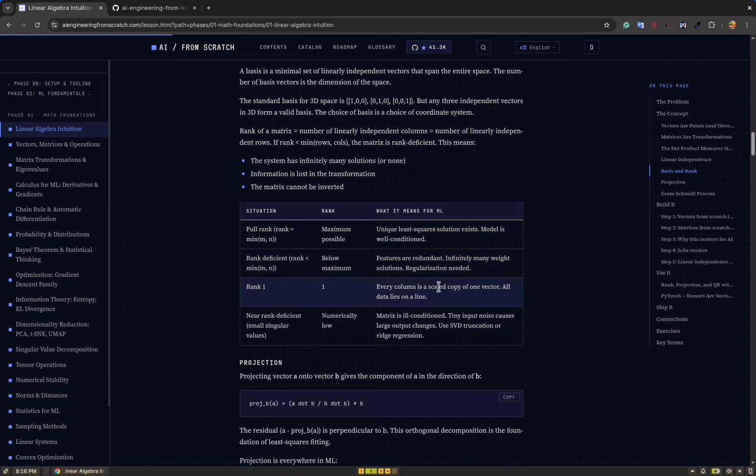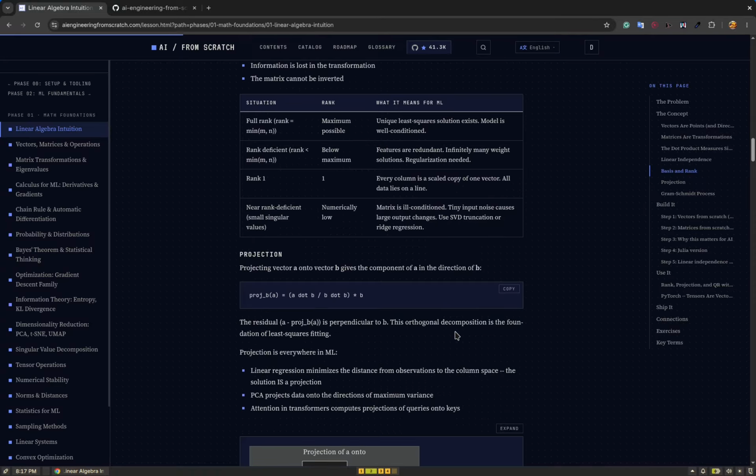Rank 1: every column is a scaled copy of one vector, so all data lies on a line. Near rank deficient means a smaller singular value. Numerically low rank makes the matrix ill conditioned, where tiny changes in input have large output changes. Use SVD truncation or ridge regression.